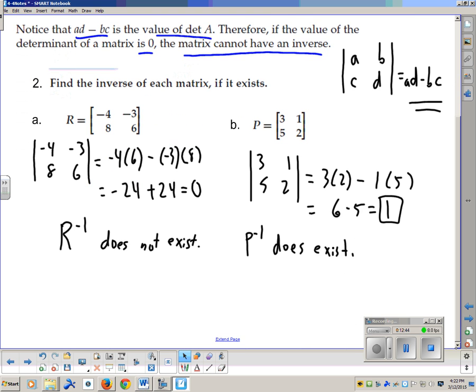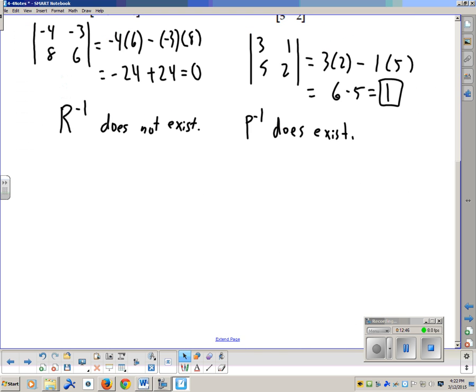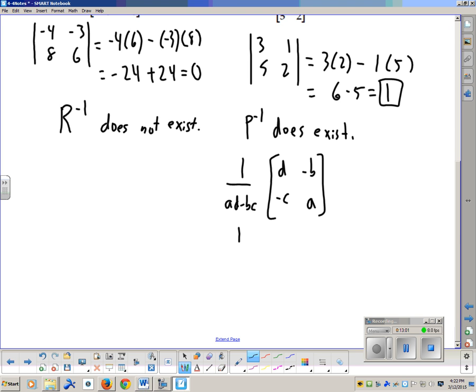So let's come down here and do that. What does that mean? It's 1 over AD minus BC. Then we take D and A and swap them, and put the opposite of B and the opposite of C there. So let's look at our matrix. 1 over AD minus BC, and this is AD minus BC, so that's 1. We swap the D and the A, so this becomes a 2 and this is a 3. The opposite of B is -1. The opposite of C is -5.